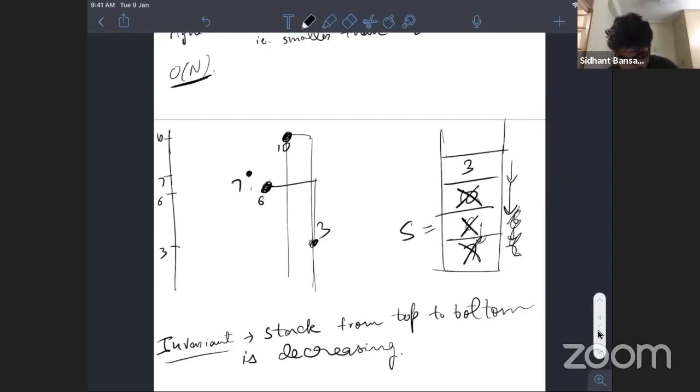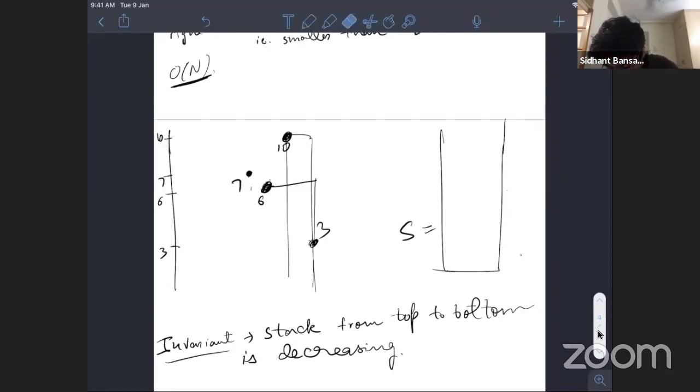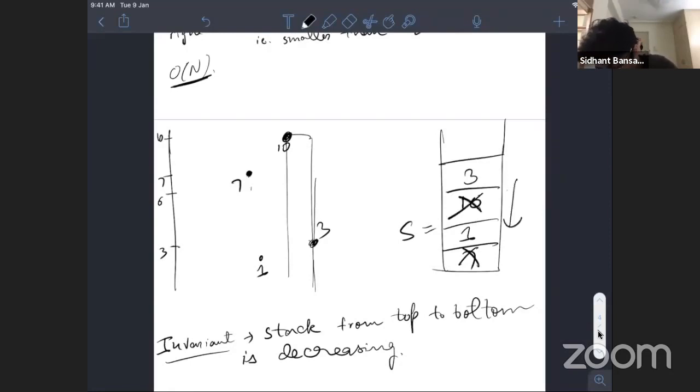Had there been an element, let's treat a slightly different test case where instead of 6, this was actually 1. First you insert 7, then you see 1, so you pop out 7 and put 1. Then you see 10, you put in 10. Now when you're putting in 3, you'll only pop out 10. You won't pop out 1 because of the invariant: 3 is greater than 1. Decreasing invariant, stack from top to bottom is decreasing.